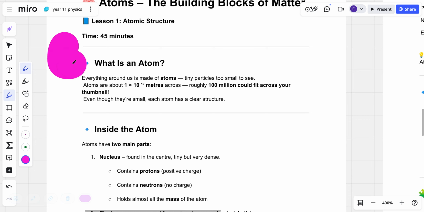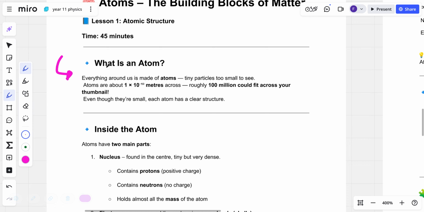I'm going to start off with a teacher stroke daddy joke. Why can you not trust atoms? Because they make up everything. I love that.